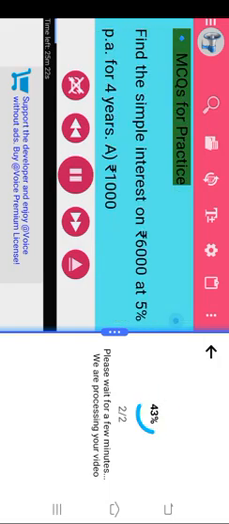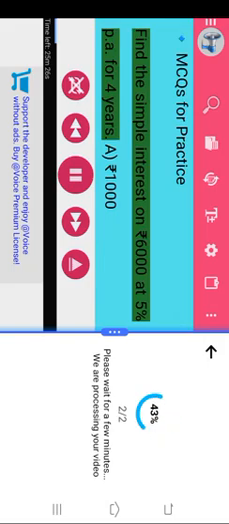MCQs for practice. Find the simple interest on 6,000 rupees at 5% per annum for 4 years. A: 1,000 rupees. B: 1,200 rupees. C: 1,500 rupees. D: 1,800 rupees. Answer: B. SI equals 6,000 times 5 times 4 over 100 equals 1,200 rupees.